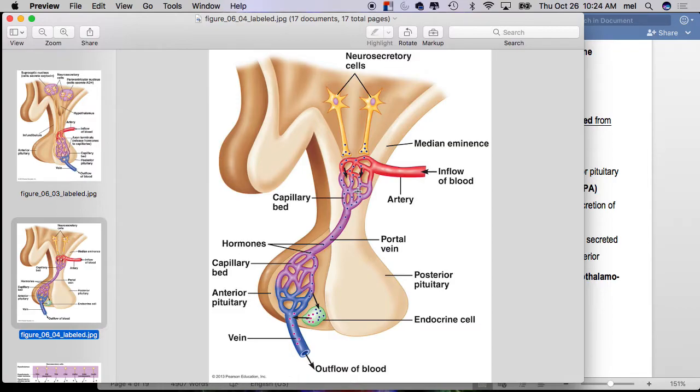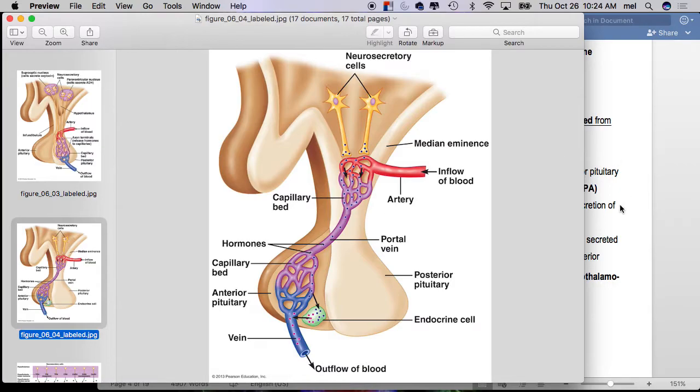Heart, arteries, arterioles, capillary, portal vessel, capillary, venular veins, heart. What it does is shunt everything that happens in this capillary to that one before it goes into circulation, right? And we'll see that that's going to be really important here. Okay, so what we are going to talk about is the hormones that are released here to go here, right?